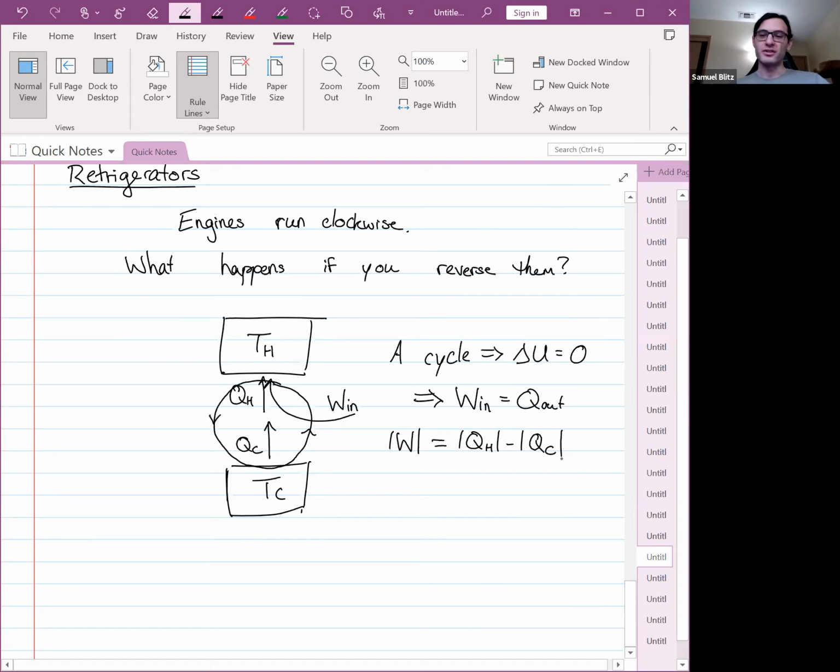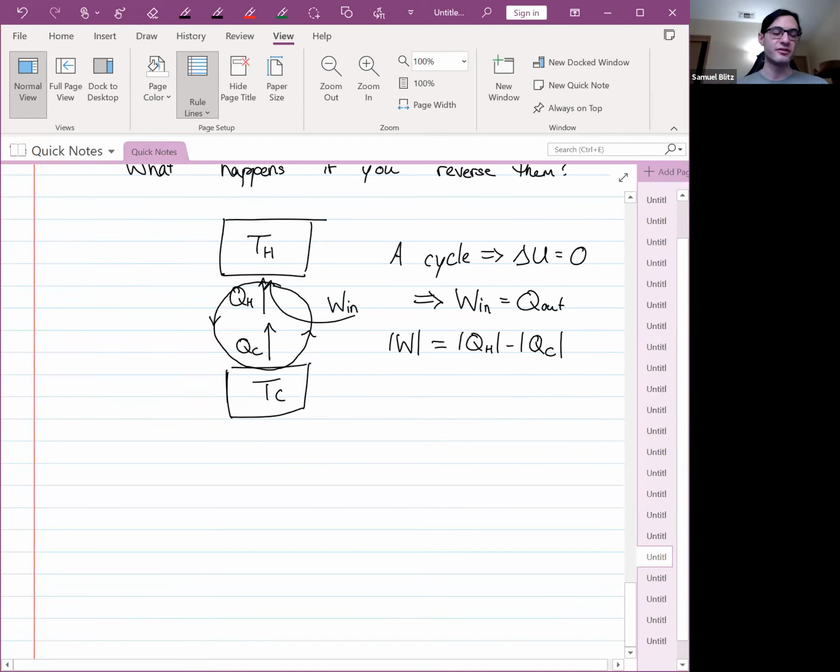The only difference is that efficiency means something different here. Because our goal is to decrease the temperature of TC. It's to pull as much heat out of TC as possible. And so if we want to define the efficiency, we don't just want to define it in the same way, because we're inputting work into the system and we're trying to move heat around. So we define the efficiency as the coefficient, we use the letter K for it, and it is the coefficient of performance.